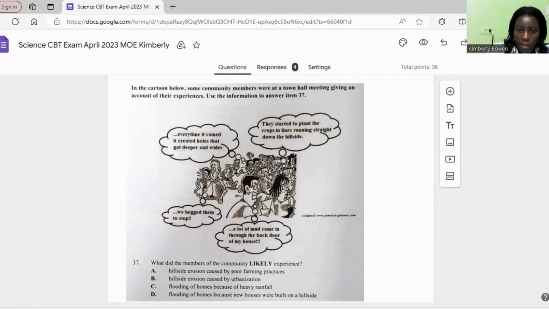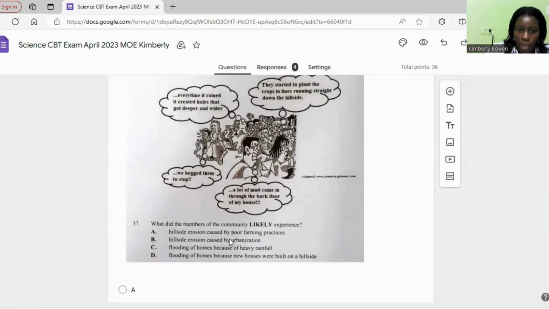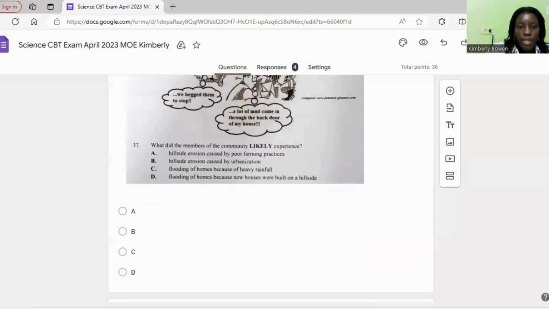What the members of the community likely experienced: hillside erosion caused by poor farming practices, hillside erosion caused by urbanization, flooding of homes caused by heavy rains, flooding of homes caused because new houses were built on the hillside. So let's look back at the conversation. This is more likely hillside erosion caused by poor farming practices. The correct answer is A.